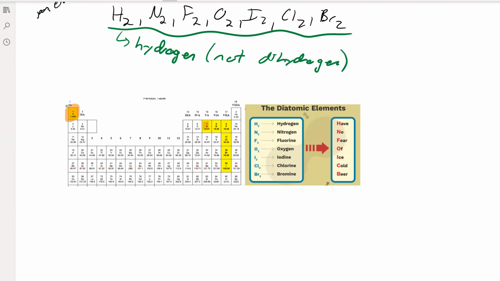You can see how they are in the periodic table. You can see 4 of them are just the halogens. And then here's just a little way to memorize it: Have no fear of ice cold beer for your diatomic elements.